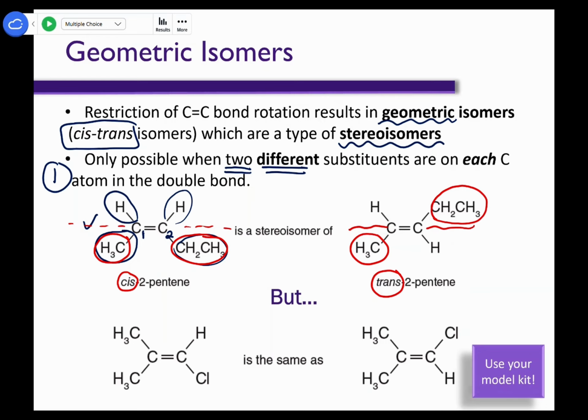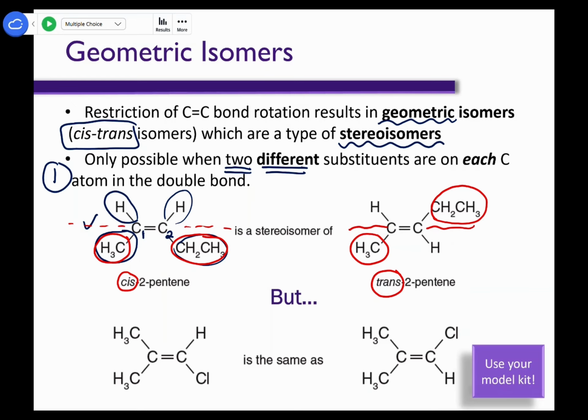We can see these do not overlay. So when we're trying to figure out cis or trans, we lay this down along the double bond. If they're on the same side, they're cis. If they're on opposite sides of that double bond, they are trans. Now, rule number 1, most important, look for two different substituents on each carbon atom.